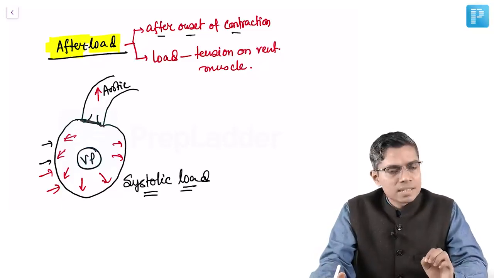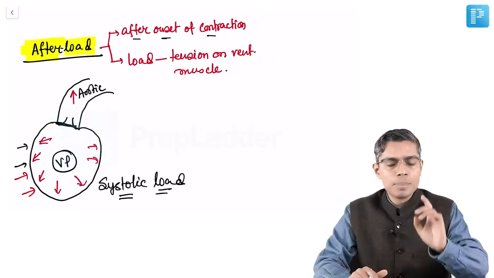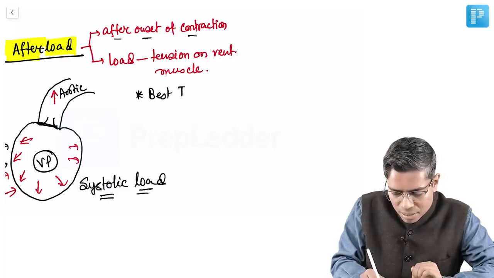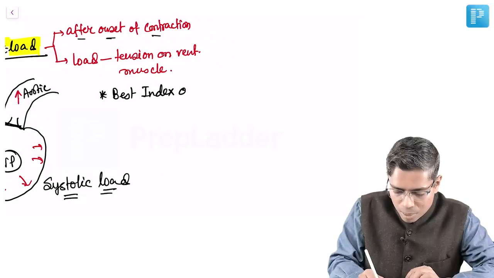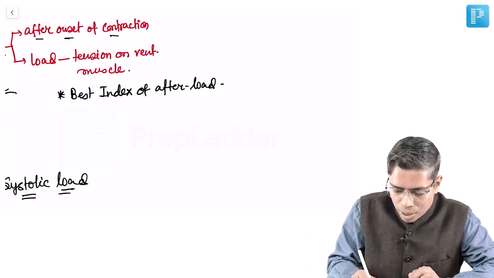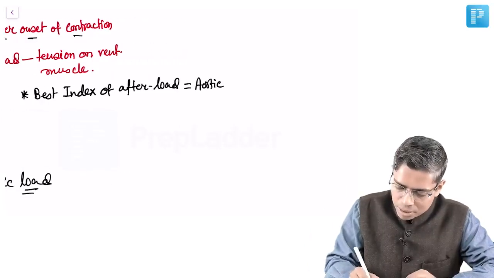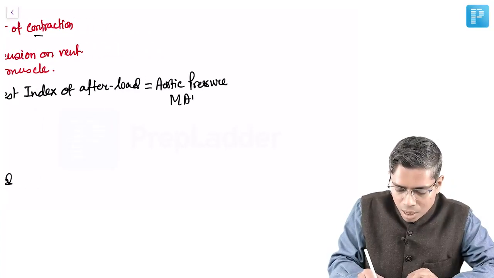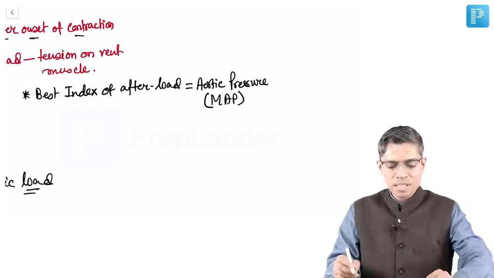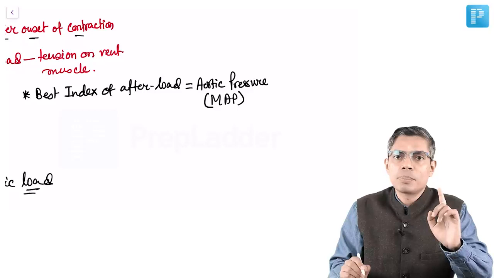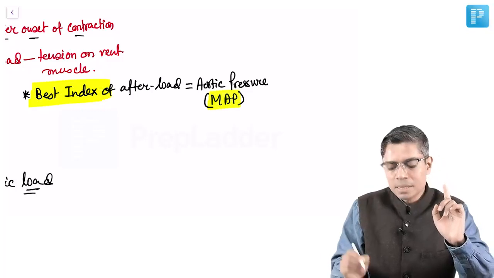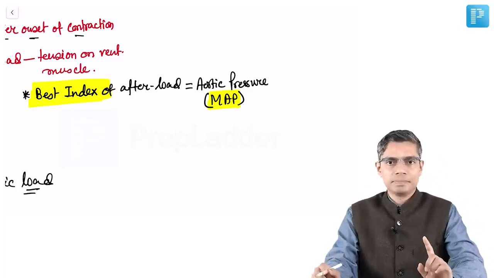Getting my point? That's why it is said that afterload, the best index of afterload, is equal to aortic pressure. If I ask you which aortic pressure you are talking about, sir, mean aortic pressure. Getting my point? So please remember, previously I discussed that the best index of preload is the end diastolic volume. Now the best index of afterload is the mean aortic pressure, MAP.